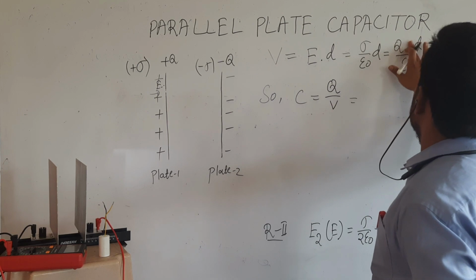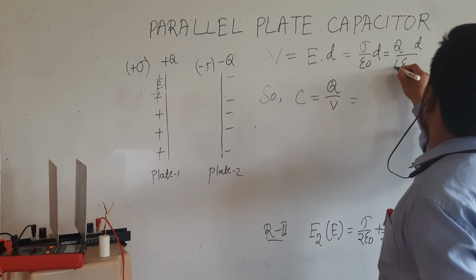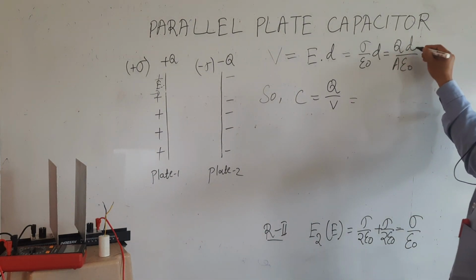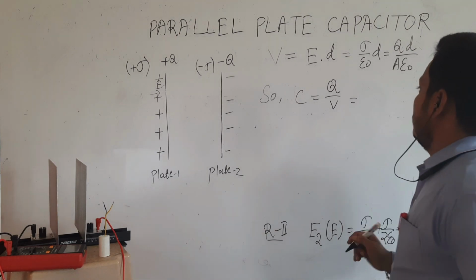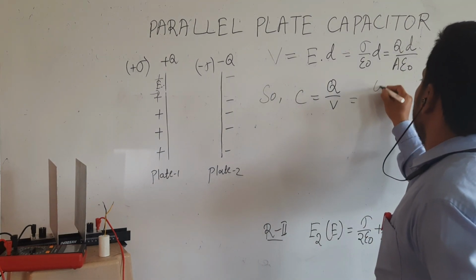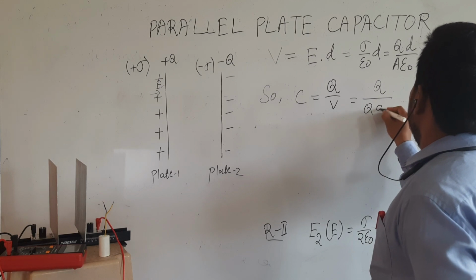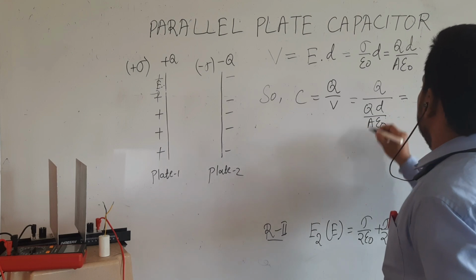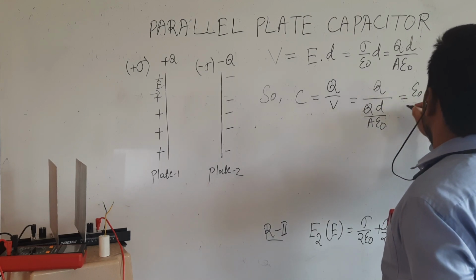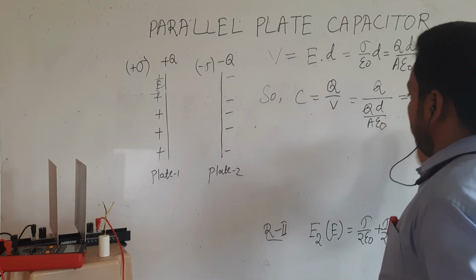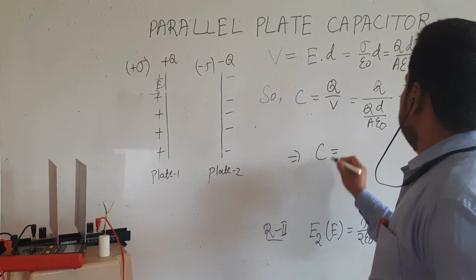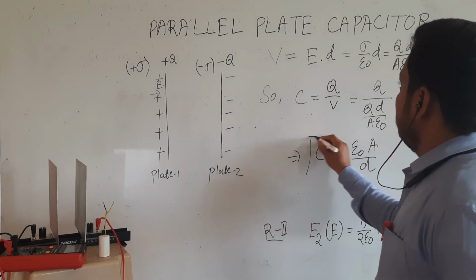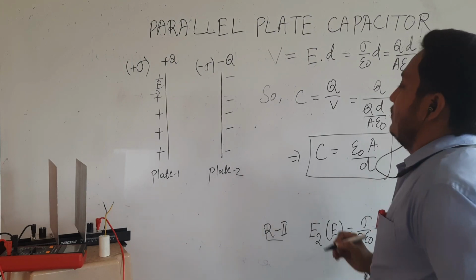So this will be Q upon epsilon naught. Sigma equal to charge per unit area. So this is equal to QD divided by A epsilon naught. Substitute the values: Q cancels, and you get epsilon naught A divided by D. Or I can write C, the capacitance, is equal to epsilon naught A upon D. So this is the formula for the capacitance of a capacitor.